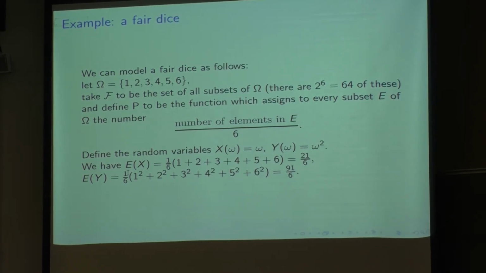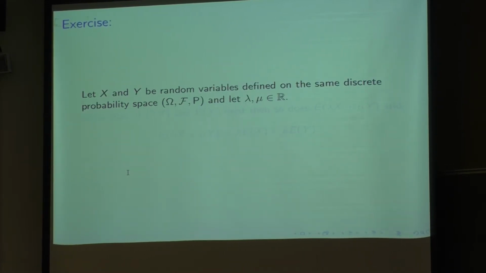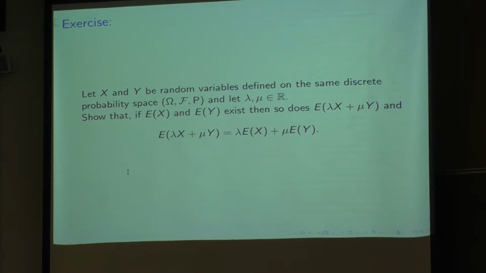Okay, so that's an example of computing expected values. Here's an exercise for you. If I give you 2 random variables defined on the same probability space, and 2 real numbers, lambda and mu, I can talk about a new random variable, a new function from omega to the real numbers, which has a nice property: lambda x plus mu y. Each of x and y is a function from omega to the real numbers. Here's another function from omega to the real numbers.